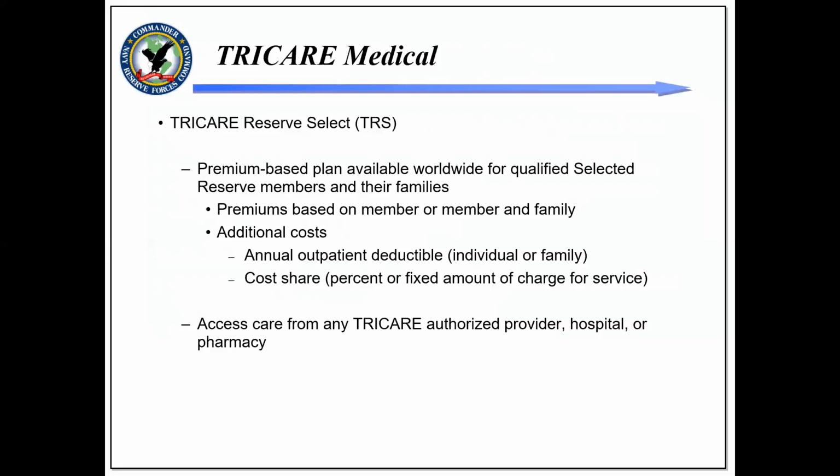TRICARE Reserve Select, premium-based plan available worldwide for qualified selected reserve members and their families. Premiums are based on member-only and member-and-family coverage. Additional costs: annual outpatient deductible, individual or family. Cost share, percent or fixed amount of charge for service. Access care from any TRICARE authorized provider, hospital, or pharmacy.